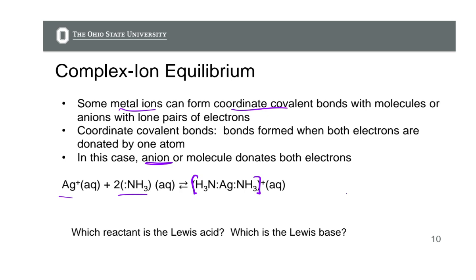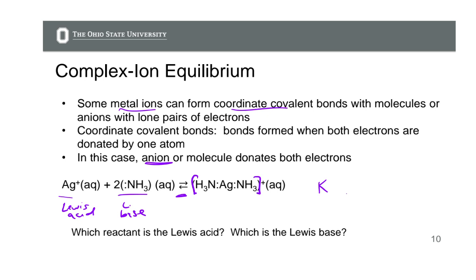So in this case, the silver ion is the Lewis acid, and the ammonia is the Lewis base. If you recall, a Lewis acid accepts electrons, so those electrons are coming from the ammonia. That lone pair of electrons on the nitrogen is being donated to the silver ion. You'll also notice that there are equilibrium arrows, and because there are equilibrium arrows, we need to have an equilibrium constant.